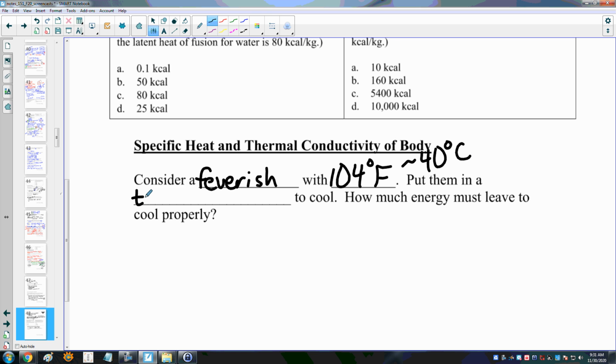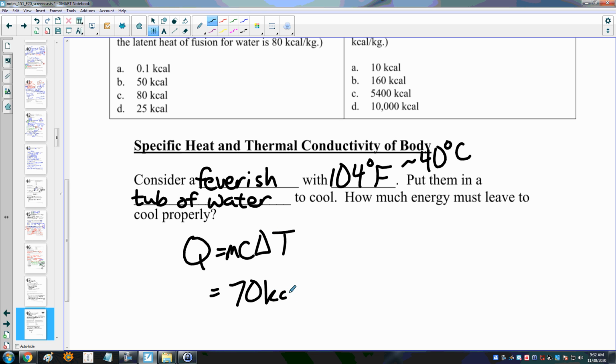You put them in a tub of water to cool, because when you have a fever that high, it can be dangerous. And I want to know how much energy must leave that body in order to cool properly. So this is a simple calorimetry calculation. Q equals mc delta T. Our mass of our person is about 70 kilograms.